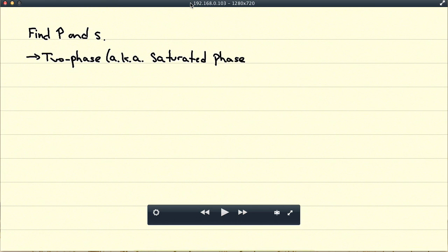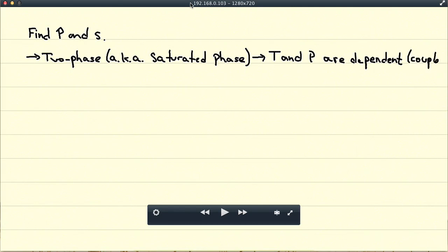That means, remember, that when a substance is saturated, temperature T and pressure P are dependent, or coupled. So I already know my pressure just by virtue of knowing what my temperature is, right? So Tsat is equal to 200 degrees Fahrenheit. And I can then go to table A4E and find out what my Psat is.